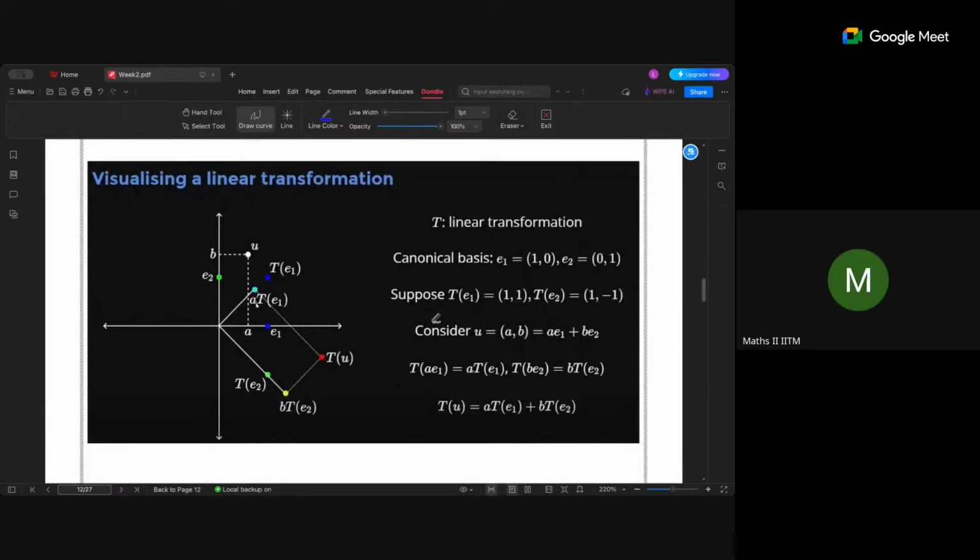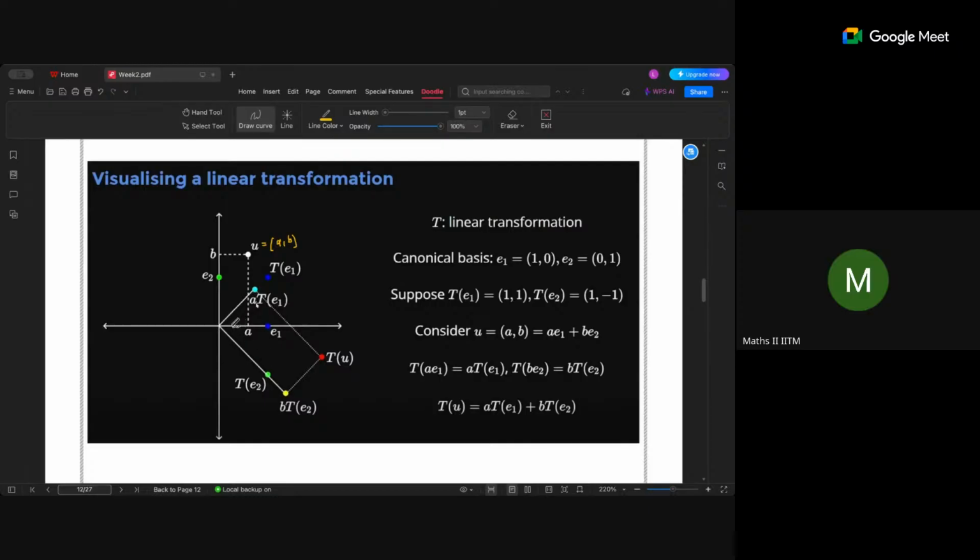So the visualizing part is here. Let us say you have the canonical basis E1 and E2. Now suppose U is some vector here. Then you know that this is A, this is B. So it means your U is actually the vector A comma B. So it means U is AE1 plus BE2. Now you know that TE1 is this, TE2 is this. This is the given information.